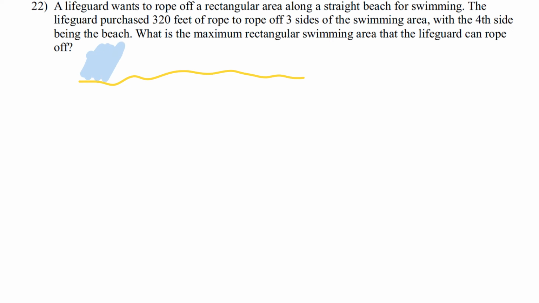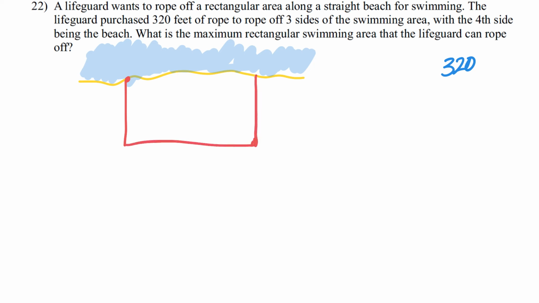So this one says a lifeguard has to rope off a rectangular area along a straight beach for swimming. The lifeguard bought 320 feet of rope, and he ropes off 3 sides of the swimming hole, with the fourth side being the beach. So here's what he's doing. He's got a rope here, 1, 2, 3. And the fourth side is the ocean. What's the maximum rectangular area?